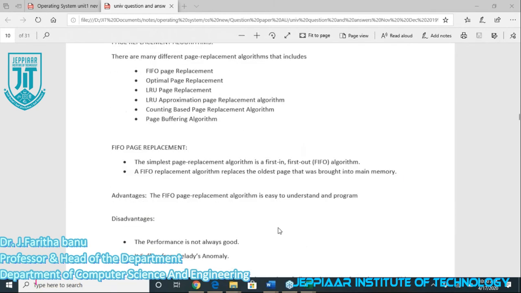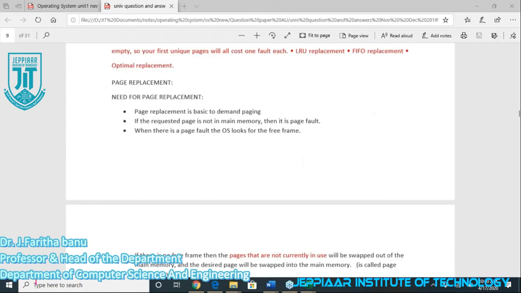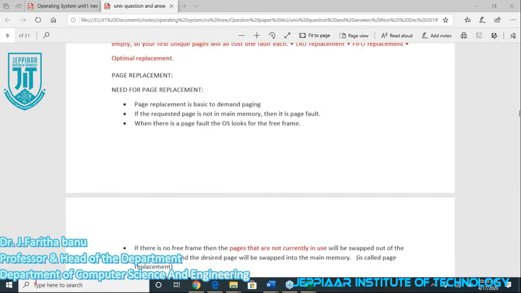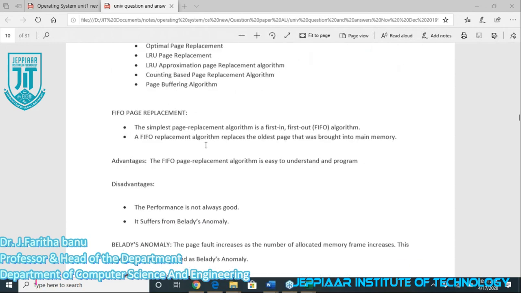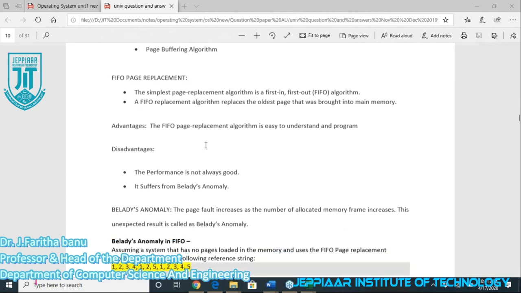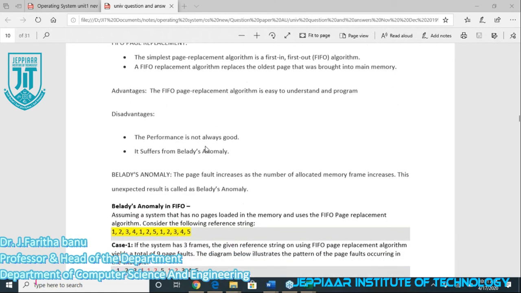In this class we have discussed why you need page replacement algorithms, what types of page replacement algorithms we have, and what the FIFO page replacement algorithm is. FIFO is a first in first out algorithm, so the page which comes first inside the main memory is replaced first. The advantage is it is easy to understand and easy to program. The disadvantage is performance is not always good. It suffers from Belady's anomaly.